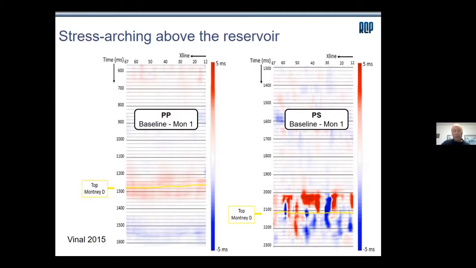So the red changes here are positive time shifts. And these time shifts occur, as we see, largely above the reservoir, but sometimes even below the reservoir or within the reservoir. And the blue areas are areas in which we observe decreases in velocities or negative time shifts. And these are measurable as approaching 5 milliseconds. So they're twice the, I guess we'll say, value of the P wave changes that we observed and are more observable.